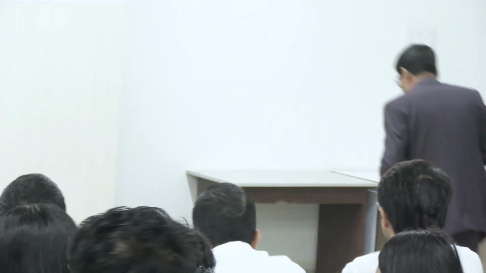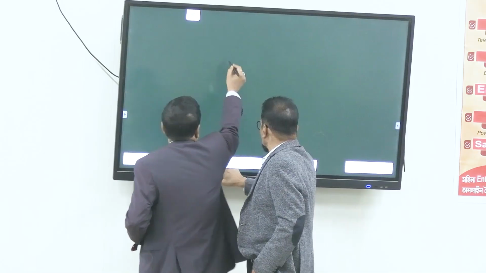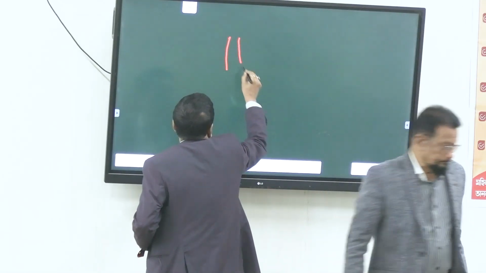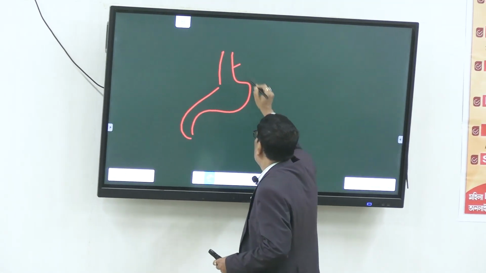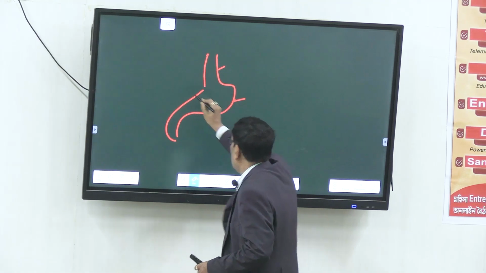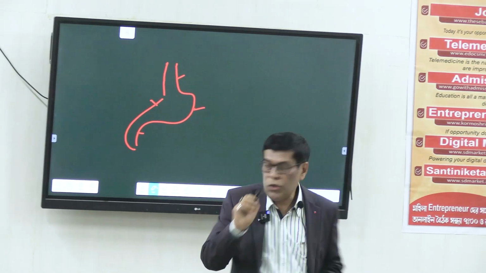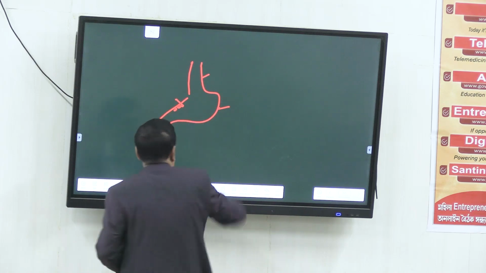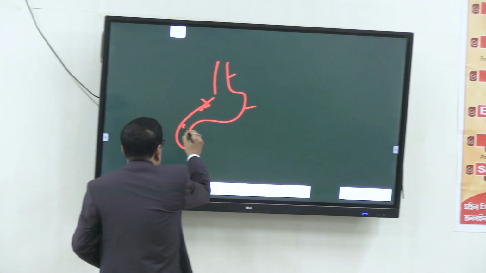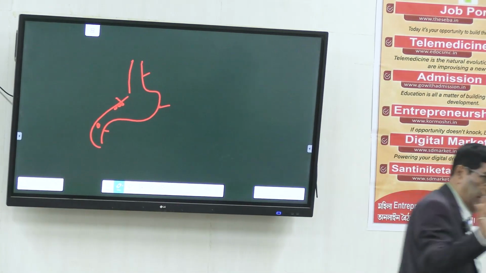So gastric ulcer is mostly in the lesser curvature of the stomach. Anatomy of the abdomen is not taught to you yet. So suppose this is the esophagus, this is the stomach, this is the greater curvature, this is the lesser curvature, this is the duodenum. So gastric ulcer is mostly in the lesser curvature of the stomach. Alright, I will show you in the slides. And duodenal ulcer is in the bulb of the duodenum, that is, in the anterior aspect of the duodenum. Okay?